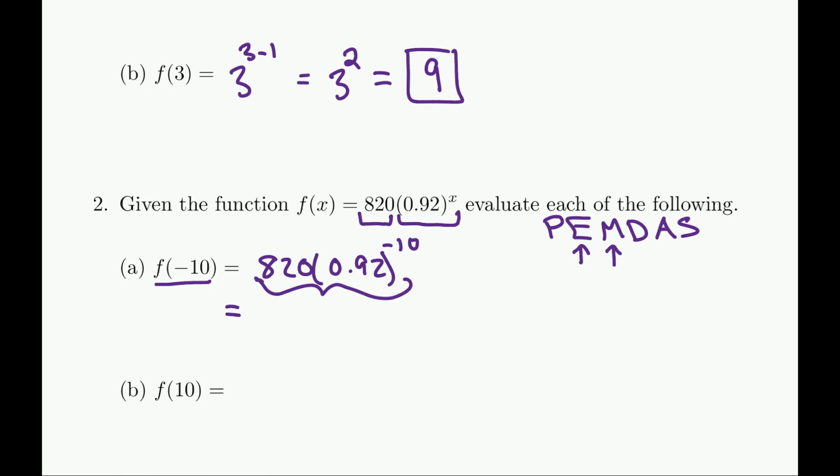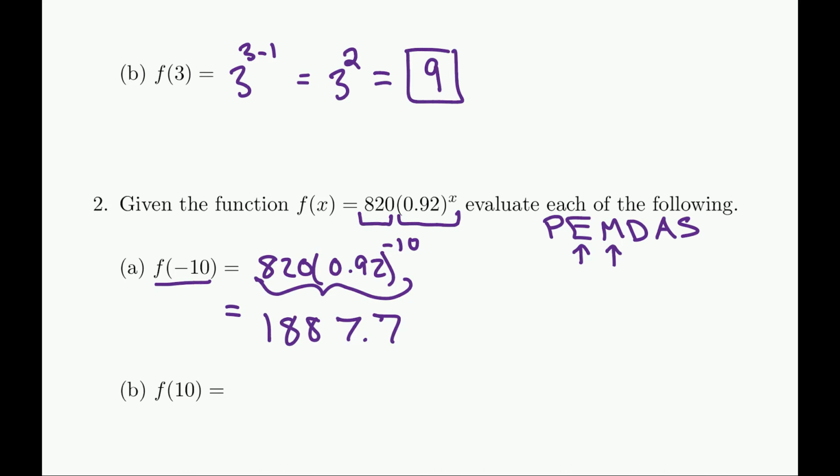which I'll do now. So 820 times 0.92 to the negative 10 exponent, and it's 1887.7. Just going to round it there. We have to round it somewhere. Might as well be there.